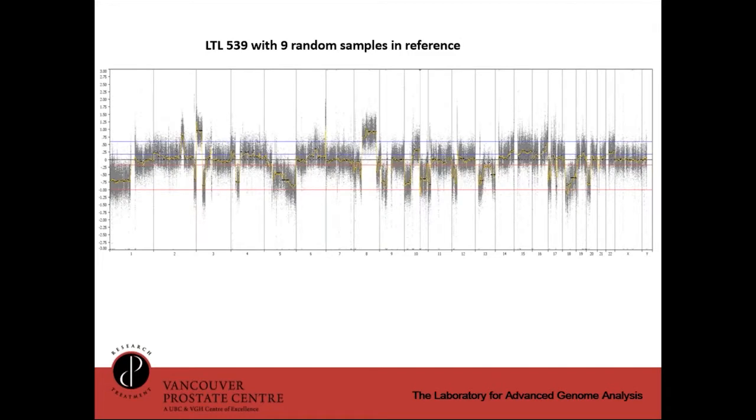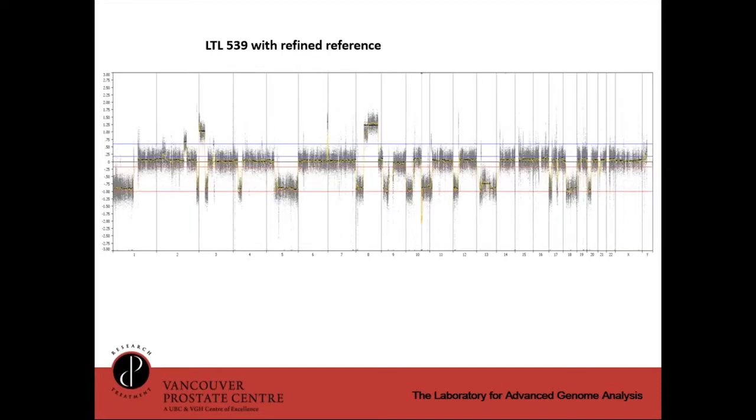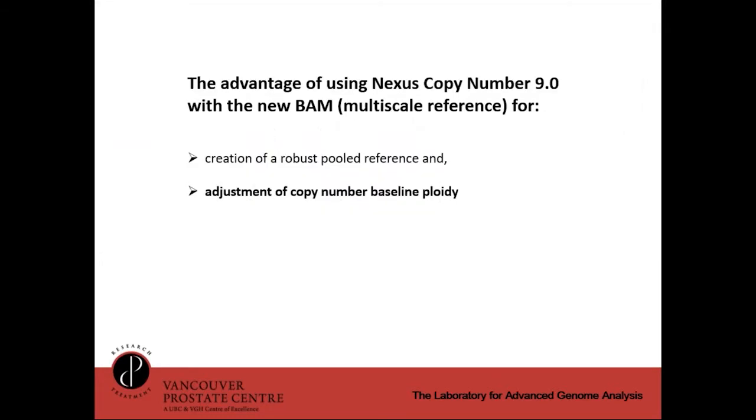And there's another example here of another Xenograft, 539. This is again with the 9 random samples, and now I'm going to compare it to the refined. And as someone that does copy number, you'll probably appreciate that when you get something like this, you're pretty happy. This looks great, and you couldn't ask for much more. So we know that worked.